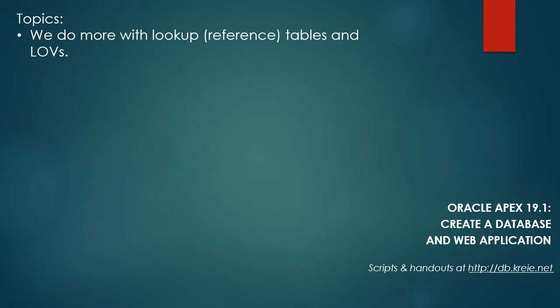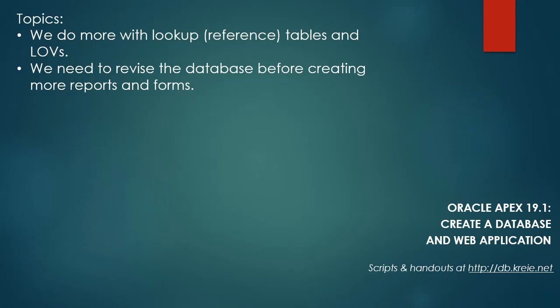In this video, we're going to continue working with lists of values. We created some static and dynamic lists of values in a previous video. We will look at our database and see if we need additional reference tables or lookup tables. These provide valid data items that can be input into a column in a table. So we'll take a look at the database and make revisions, which we should do before we start creating more reports and forms in our application for the animal shelter.